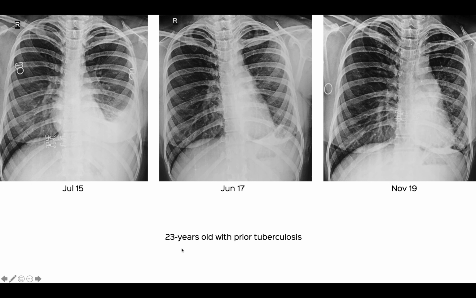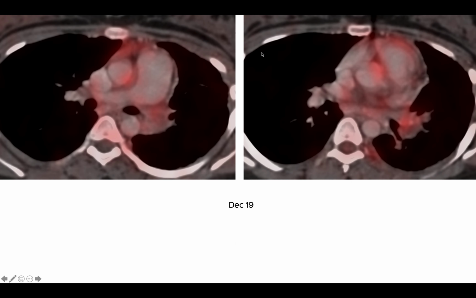So here is a 23-year-old who had tuberculosis in July 15, left pleural effusion, aspirated, put on antituberculous treatment. June 17, we can see the volume loss, and November 19, the pulmonary artery has become larger. Because of that, the patient got investigated, and there was a CT scan, which I don't have, that showed that the left pulmonary artery was narrow and there was abnormal soft tissue.